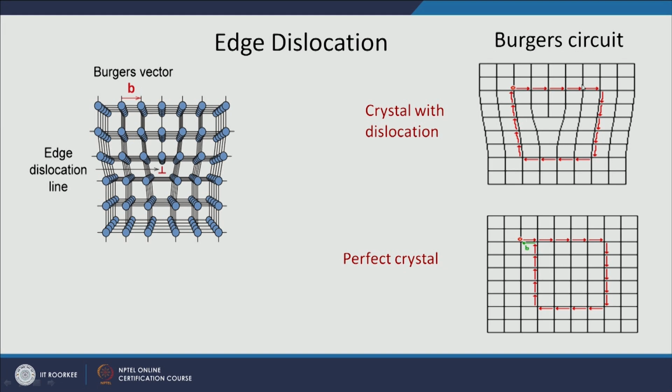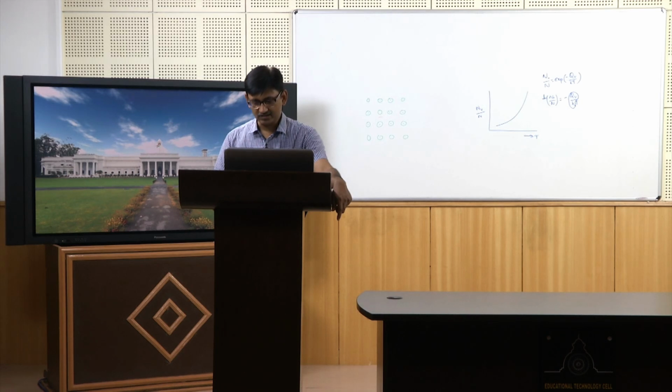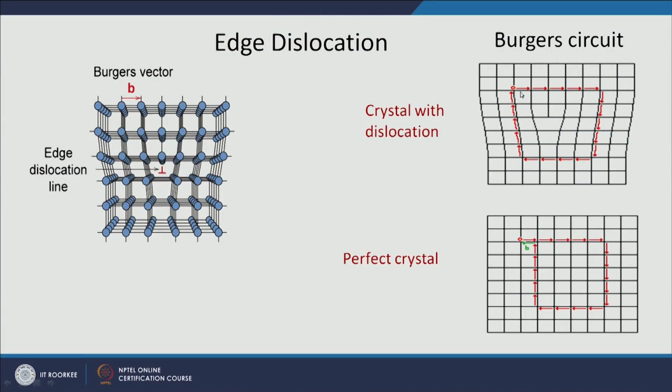Okay. So, the extra step which we took here, because of the extra half plane, we are not going to take in the perfect crystal. So, this extra distance which we are traveling in the crystal which contains the dislocation, that is going to give me the Burgers vector. This is my extra length which I have travelled, which is equal to this atomic spacing here, and that is equal to b. Okay, that is the Burgers vector.